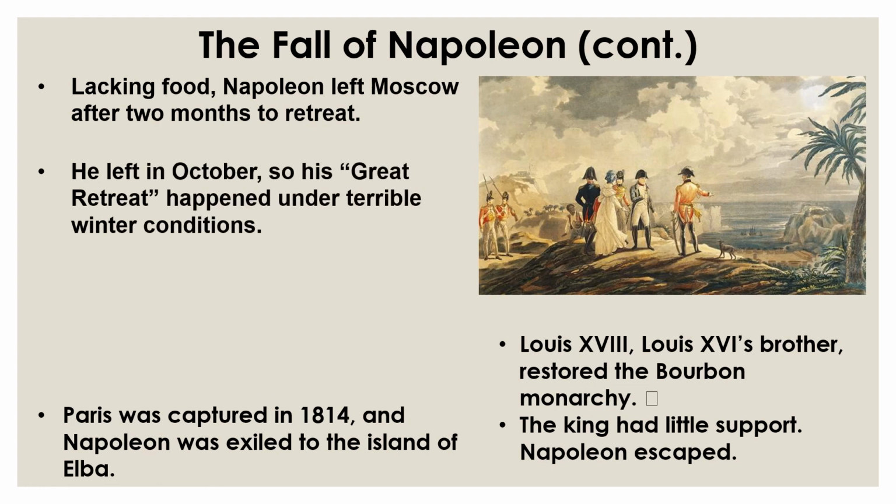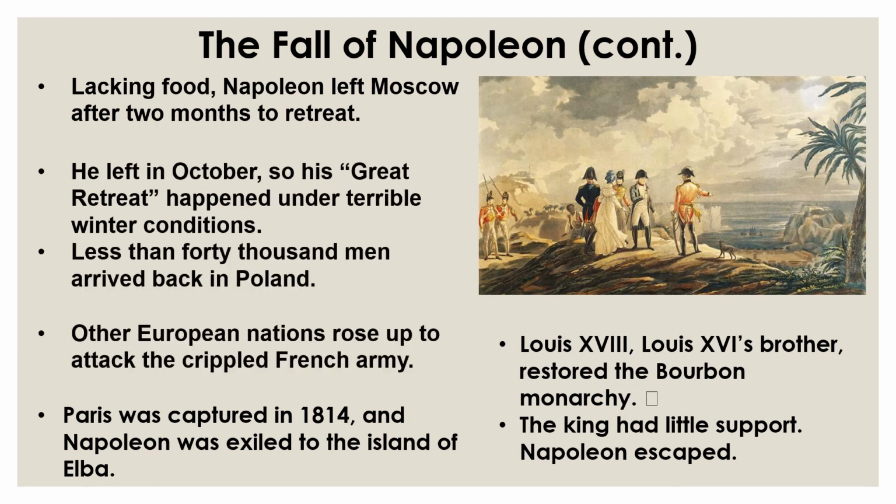Lacking food, Napoleon ultimately left Moscow after 2 months to retreat. The Russian Tsar would not submit. He would not surrender. And ultimately, Napoleon got stuck in the ice and snow. He started his retreat in October.